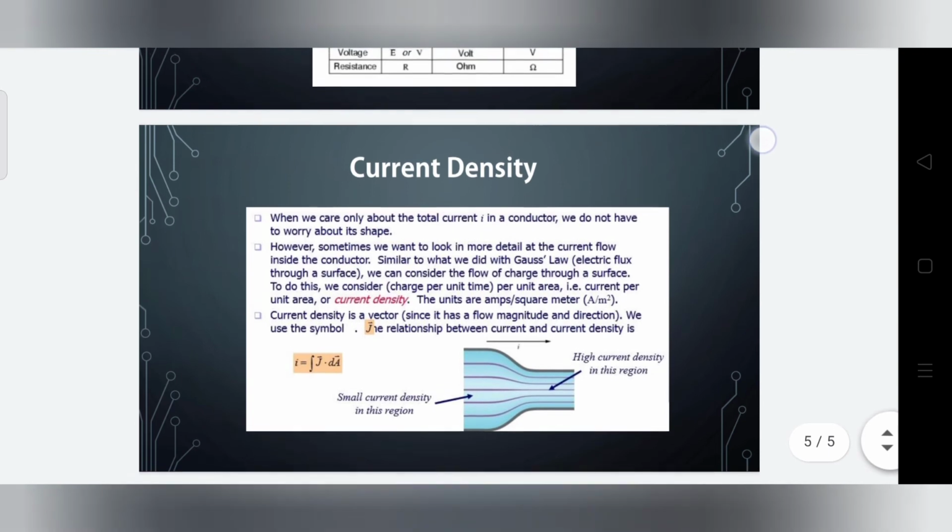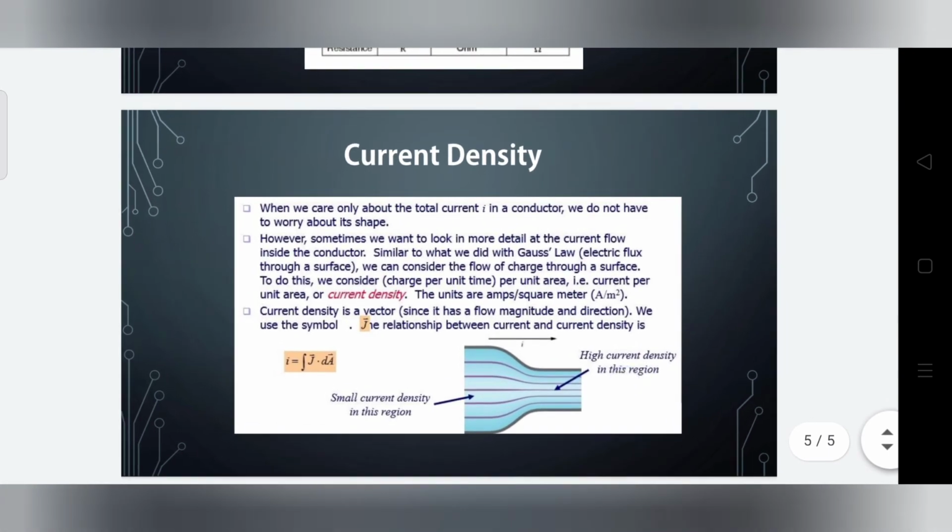Next one is current density. When we care about the total current I in a conductor, we do not have to worry about its shape. However, sometimes we want to look into more detail at the current flow inside the conductor. Simply, the volume of flow of current per unit area is known as current density.